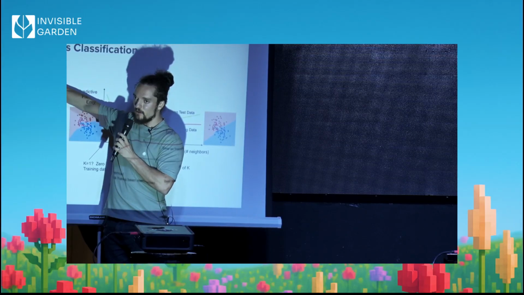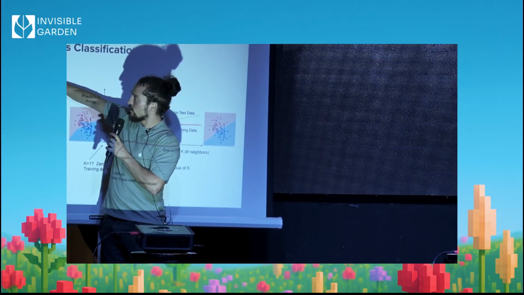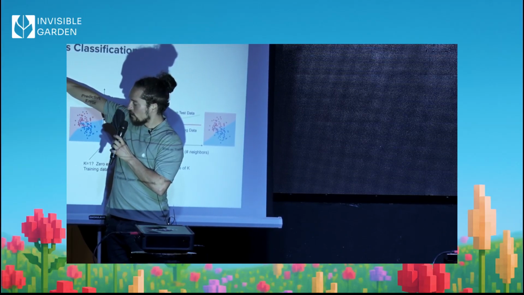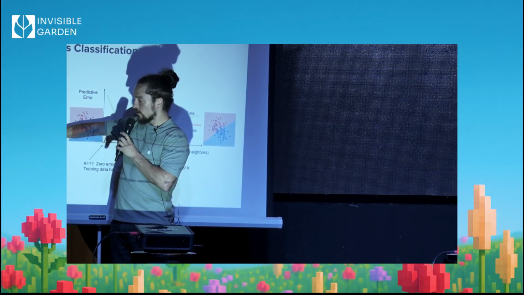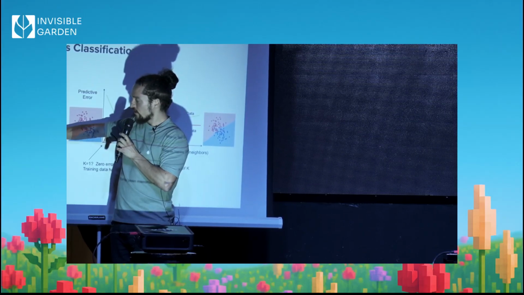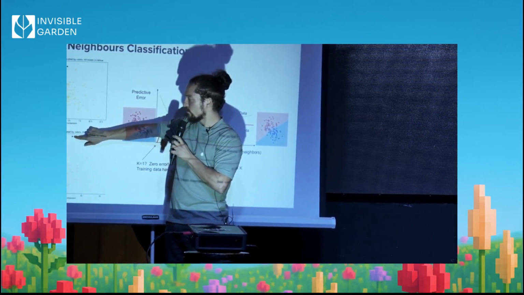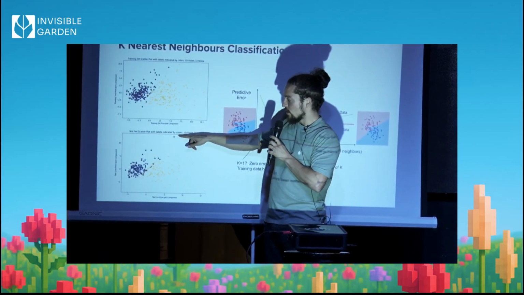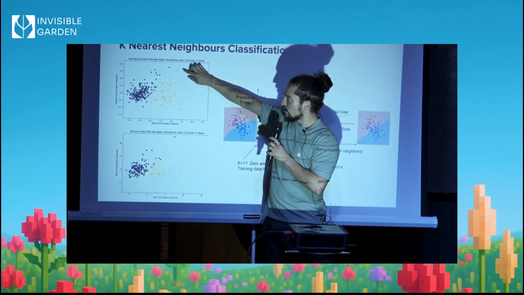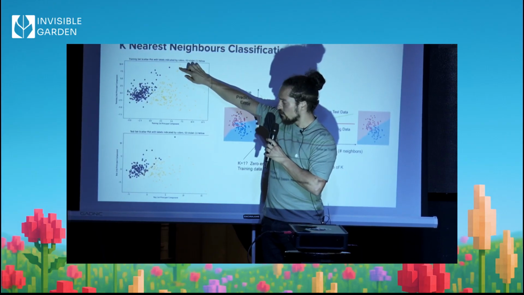And with a k of 1, you're going to learn that this whole region should be yellow. But once you go to your testing data, there's actually a purple or blue point here, and it's going to be misclassified because your model learned that this region should be yellow.